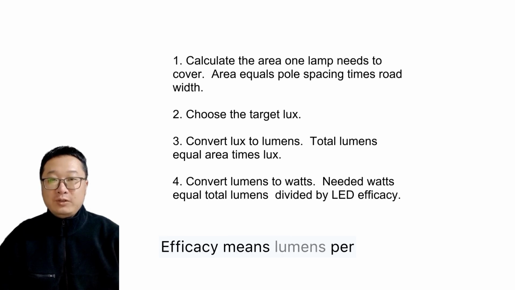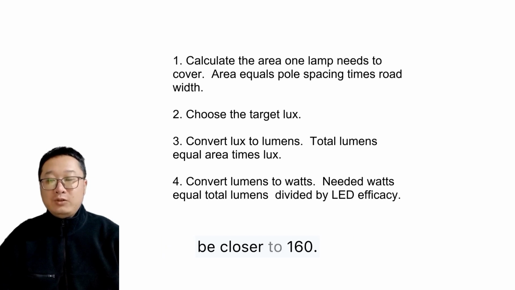Efficacy means lumens per watt. A common planning value is around 130 lumens per watt. If you're using a premium module, it might be closer to 160. Higher efficacy means fewer watts for the same brightness.